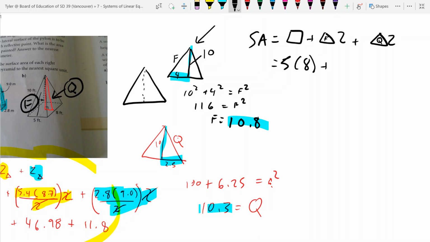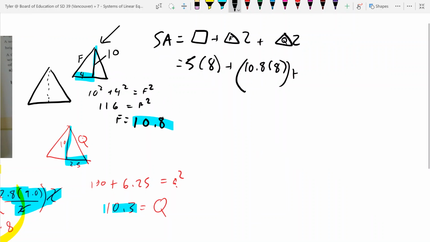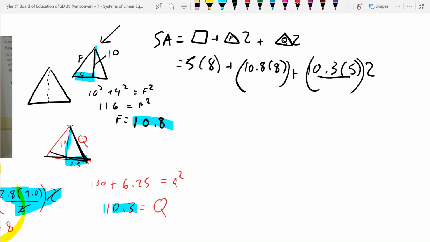plus, and again, let's look at F here. So we said 10.8 times 8 is the base, divided by 2 times 2. So those 2's will cancel out. Okay, plus 10.3 times 5 is the base of that one. As we can see here, this was the 10.3 for the Q and the base is 5. Okay, times 2 divided by 2, those cancel out.